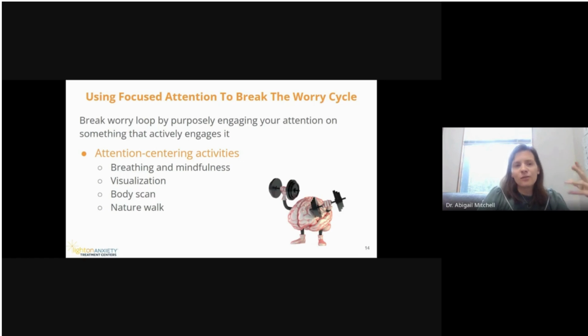So she has these four different categories of coping skills, but they're specifically about re-engaging your attention on something else. One of the categories is attention centering activities. So going to breathing, mindfulness, visualization, body scan, or any of those relaxation or mindfulness approaches. Sometimes I don't find that those always engage our attention. I mean, the words are still going to pop up, but maybe doing something like a guided mindfulness exercise, where you really have to follow along. So attention centering activities are a way to break the worry loop.